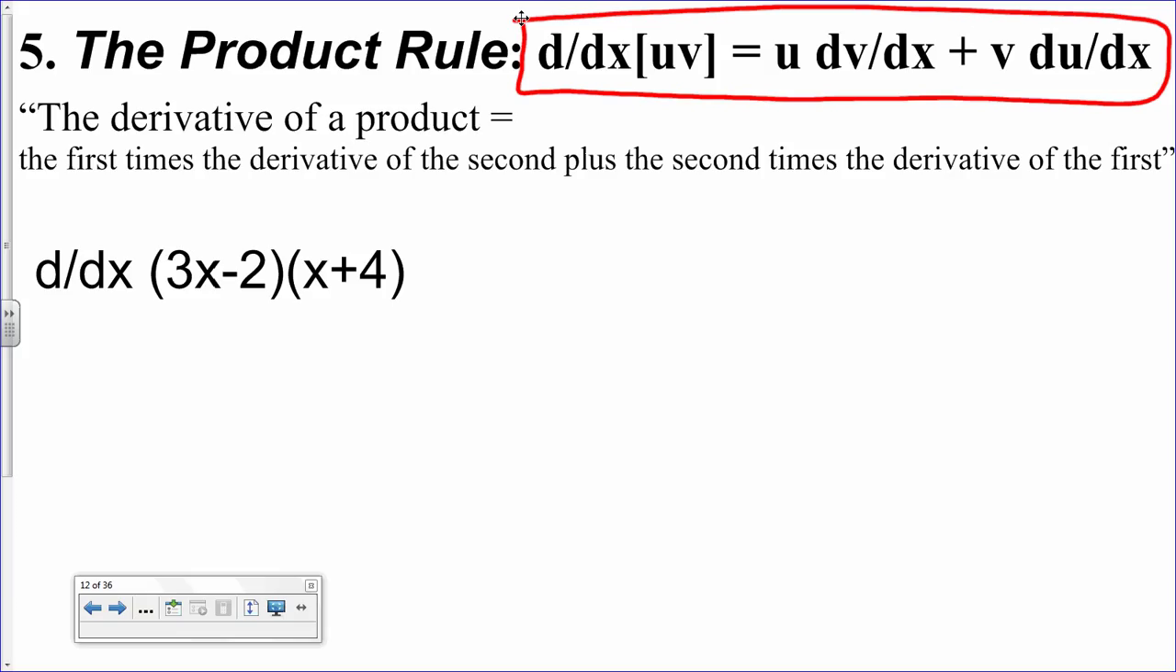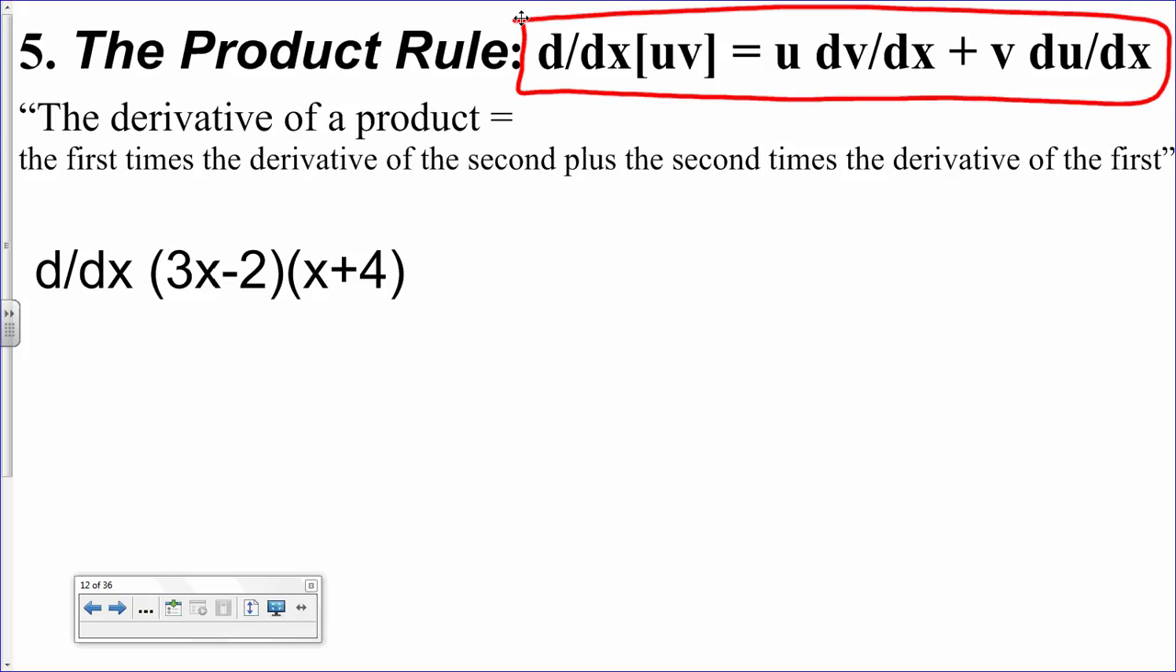I want us to say it together. Ready? The first times the derivative of the second plus the second times the derivative of the first. Some of you weren't saying it, so we've got to do it again. Ready? First, Ernie, I'm watching you, times the derivative of the second plus the second times the derivative of the first. So you have to say these things in words, because when you're actually taking the derivative of the product, that's going to be going on in your head, and you'll do it.